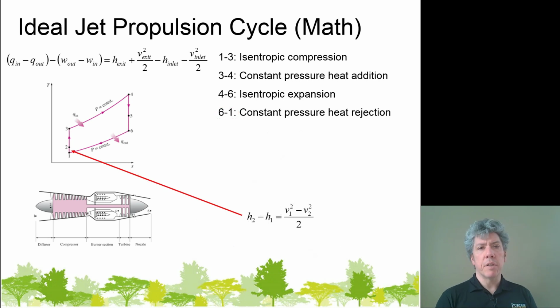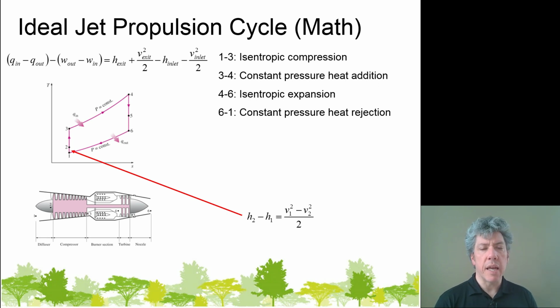Now, all of that's well and good, and you should use them, but there's a couple of other equations you really need that are unique to the jet propulsion cycle. One of them is the energy balance around the diffuser itself. So while there is an isentropic relationship between states 1 and 2 across the diffuser, the energy balance here will also come in pretty handy.